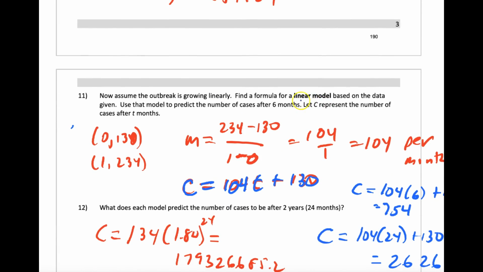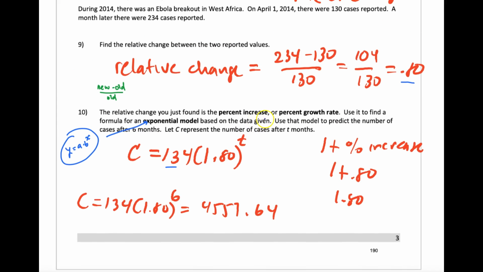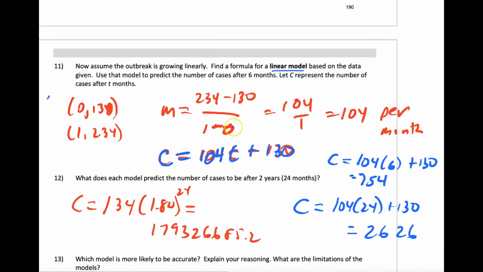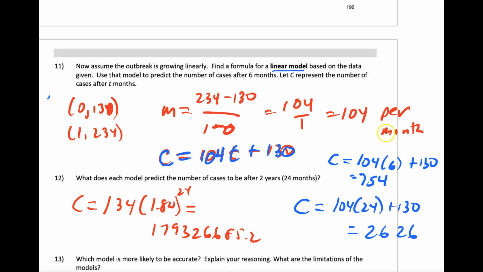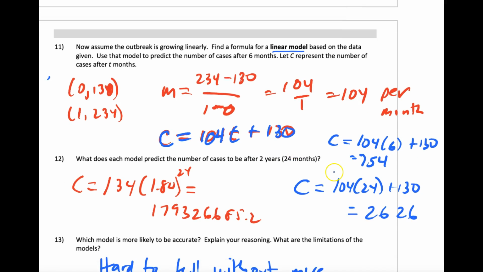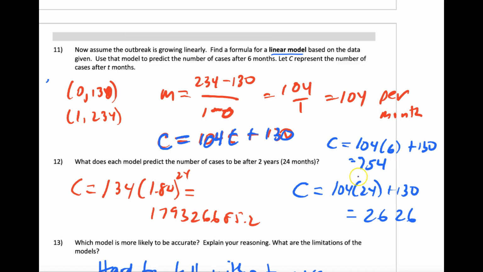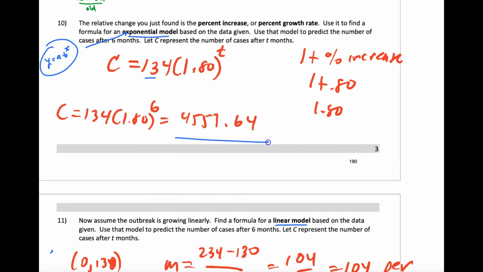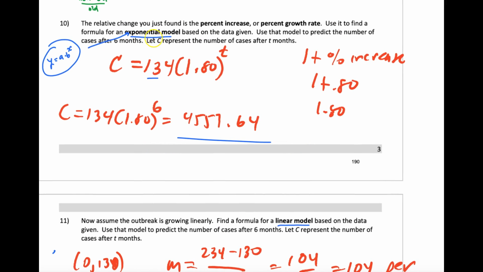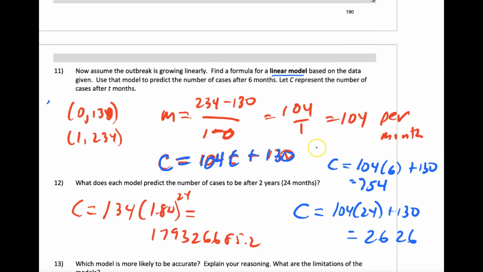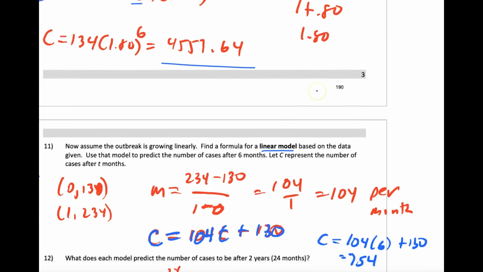Now let's compare that to a linear equation. What would we do if it was a linear model instead of an exponential model? You would have those two starting points. You would find the slope, and you would end up with 104 cases per month, plus 130 because that's the starting value, where C is the number of cases. After 6 months, you would have 754. That's vastly different than the 4,000. So again, it depends upon what model we expect this growth rate to be. Is it constant linear growth, 104 per month, or is it 80% growth?